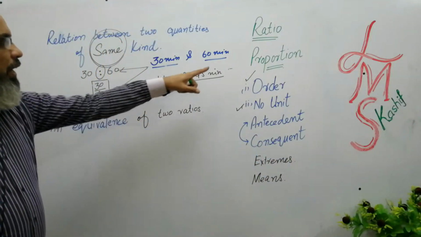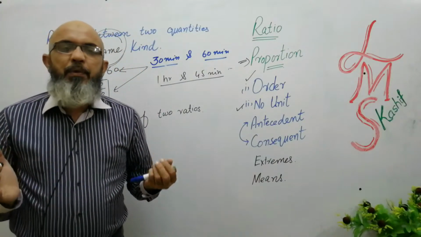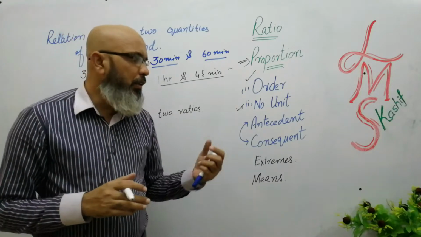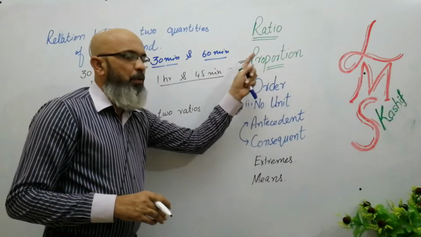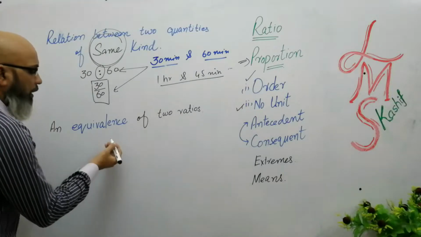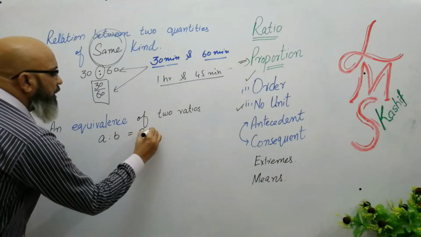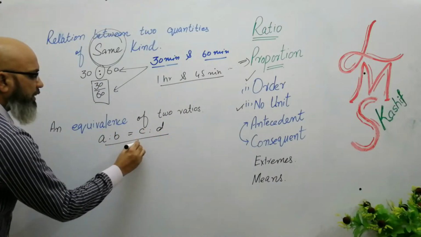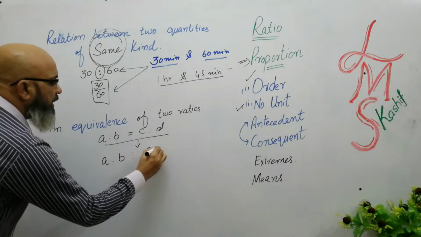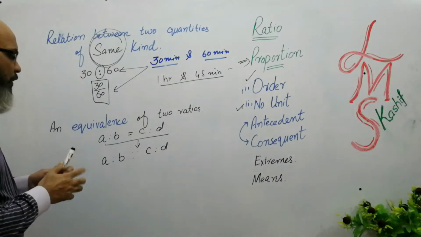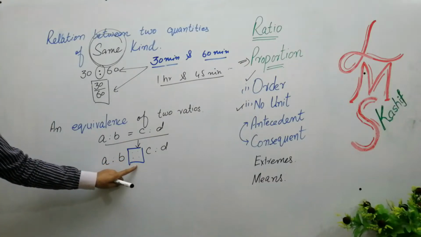Now come to the second thing, what is proportion? Proportion means a statement which expresses the equivalence of two ratios. If there is equivalence between two ratios, we can write it in proportion form. Similarly, for example, if we have two ratios, A ratio B equal to C ratio D, we can write this in proportion form, A ratio B, C ratio D. These four dots are the sign of proportion.